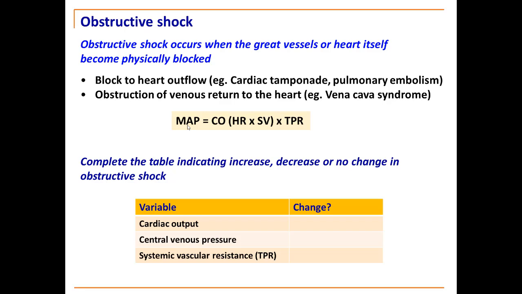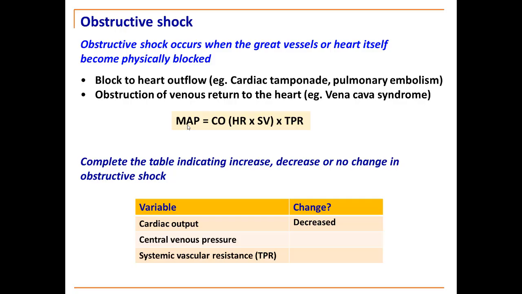Okay, so the first one, cardiac output. Well, we just covered that. So as you know, if you're getting a block to heart outflow or an obstruction of venous return, your heart is unable to pump as much blood out with each heartbeat. So the stroke volume goes down, meaning that the cardiac output also goes down.